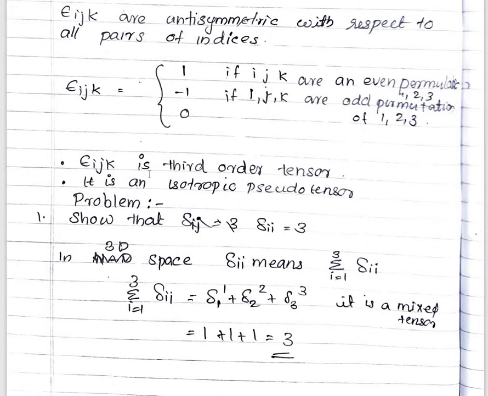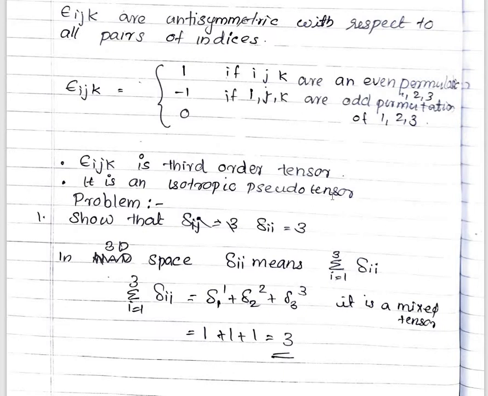This epsilon ijk is a third order tensor and it is also a pseudo tensor. It is an isotropic pseudo tensor. A tensor which has the same components in all rotated coordinate systems, or whose components remain unchanged after rotation, we call an isotropic tensor. So epsilon ijk, its values will not change after rotation. So it is known as isotropic.